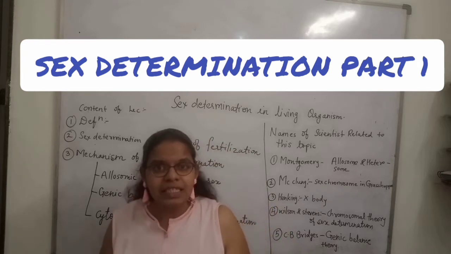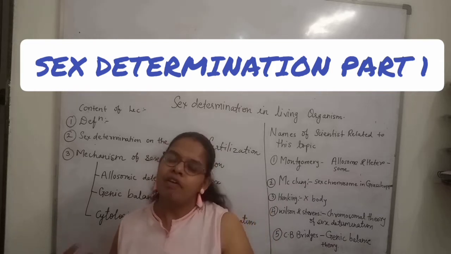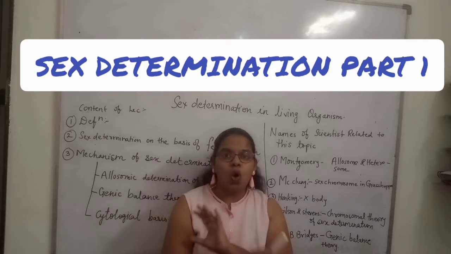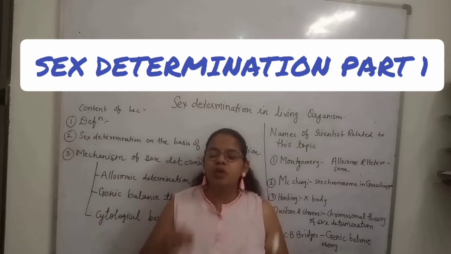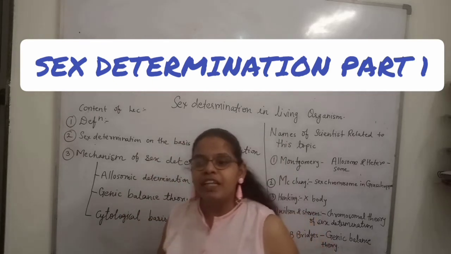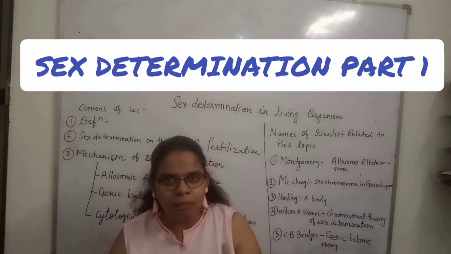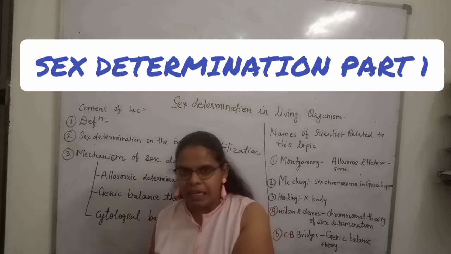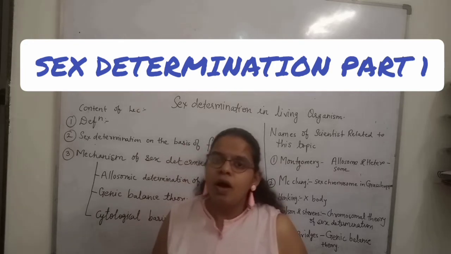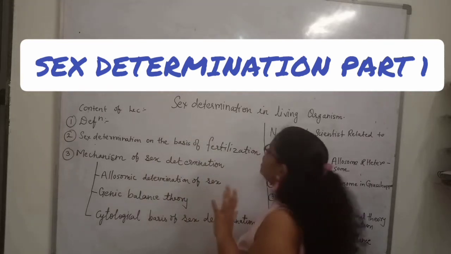So on which basis do we decide whether it is going to be male, female, or bisexual? All these things depend on a few methods or a few chromosomes, which will decide whether the living organism which is going to develop, or who is coming into the world, is going to be male, female, or bisexual. So my today's topic is sex determination in living organisms.